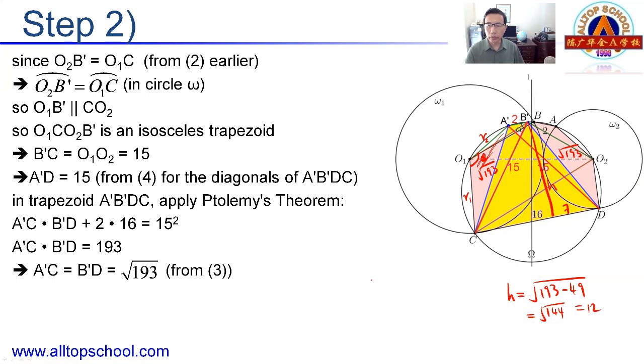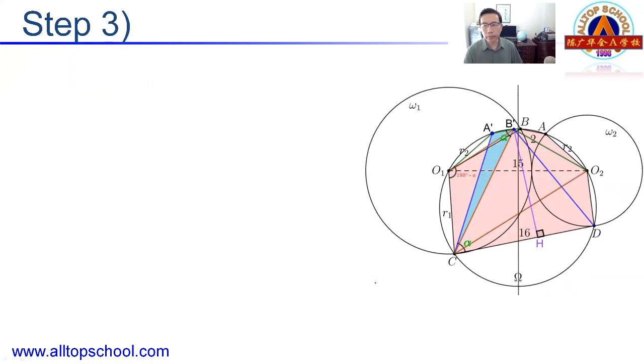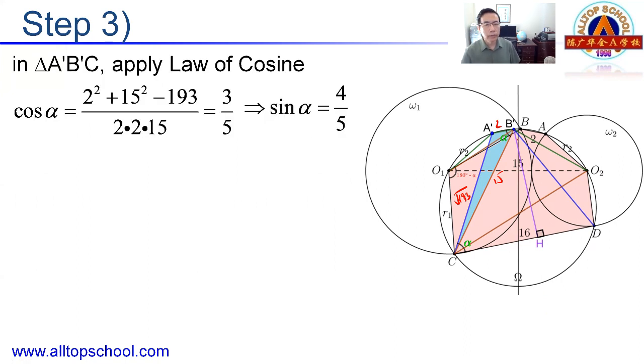All right, so let's do step 3. This alpha inside this part of the trapezoid, we recalculate with these sides: 193, and this is 15, this is 2. We can easily calculate this cosine alpha. That will be 3/5. Because eventually we want to find this triangle area, we need sine alpha, so that's equal to 4/5.